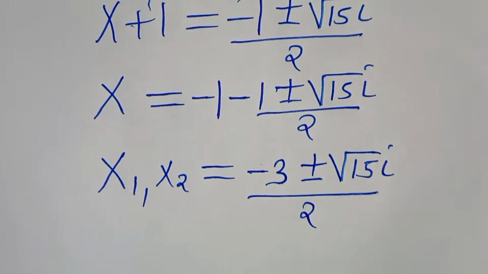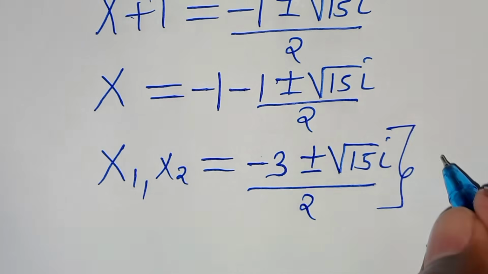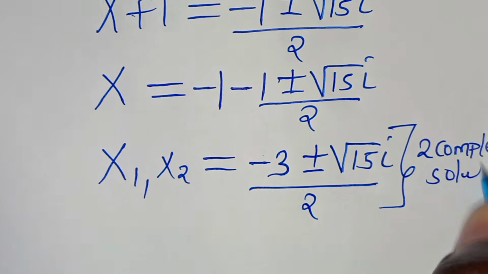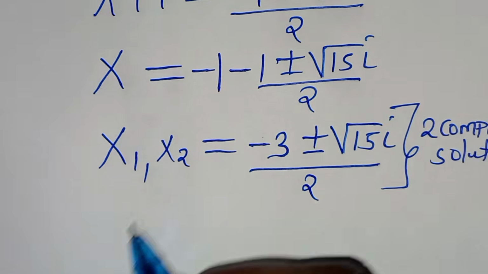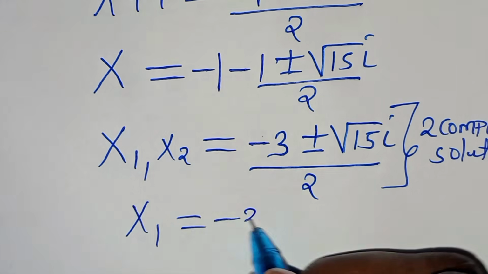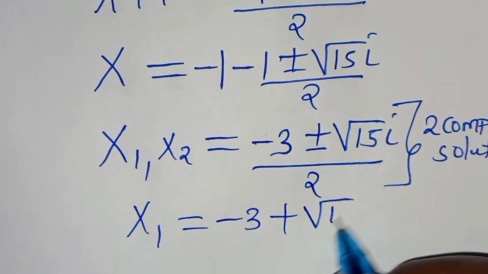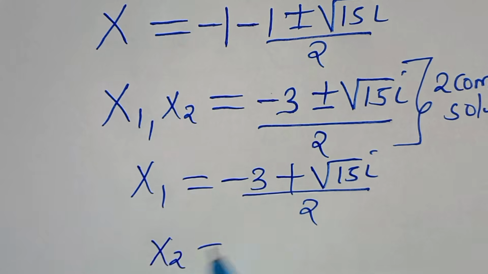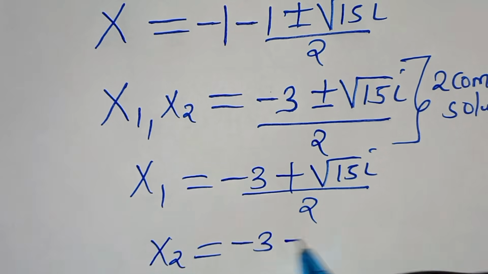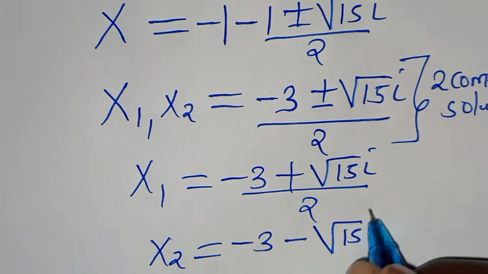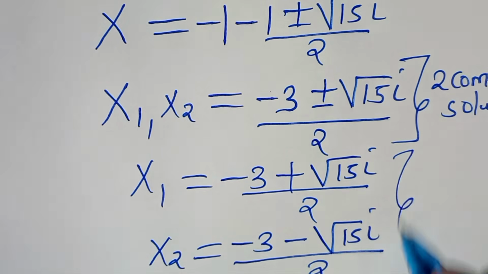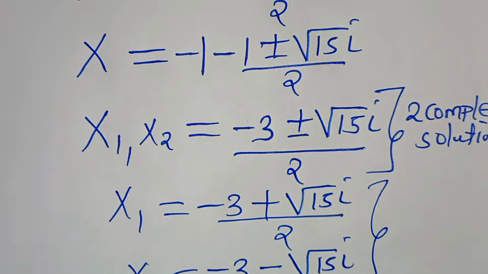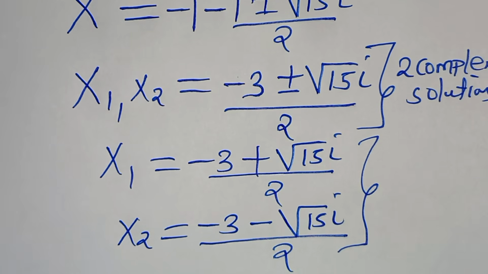So here we have two complex solutions. We have the first two complex solutions under case 1. So we have x1 is equal to minus 3 plus the square root of 15i divided by 2. And we have x2 is equal to minus 3 minus the square root of 15i divided by 2. These are the first solutions here, which are two complex solutions. So let's proceed to case 2.